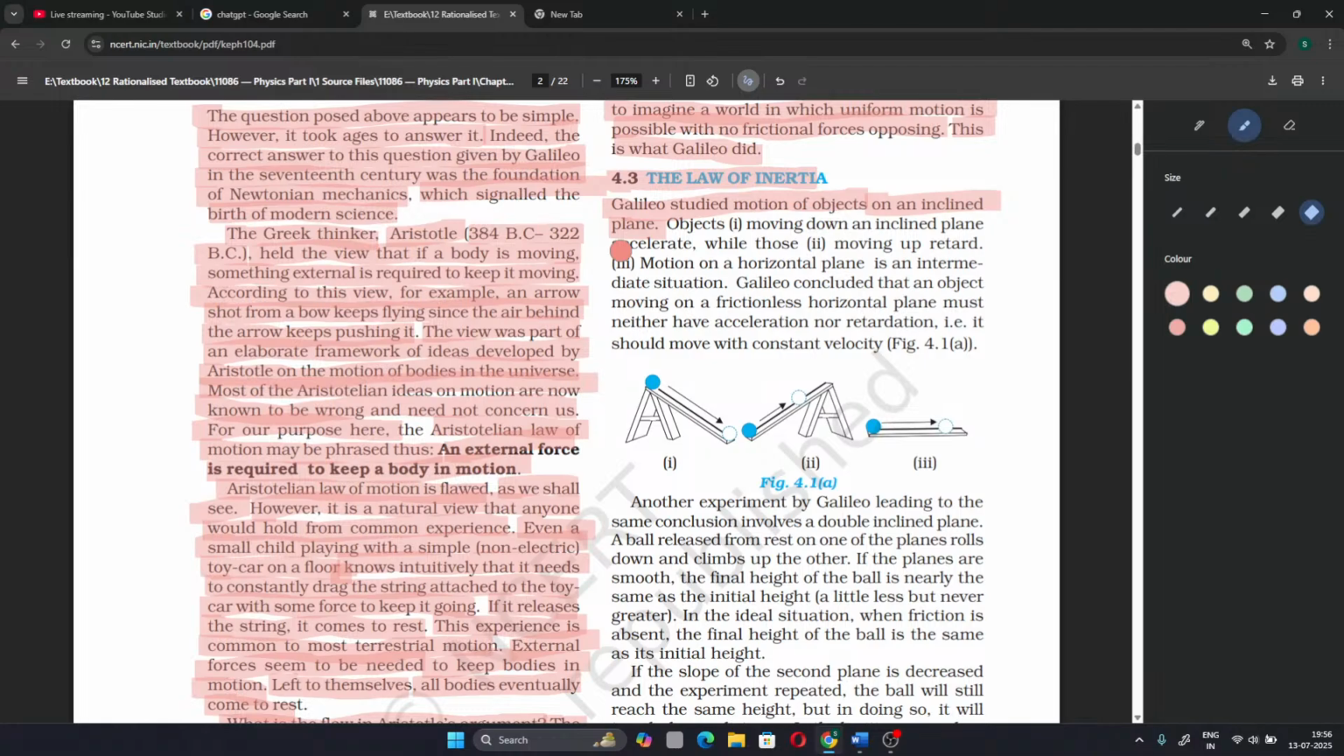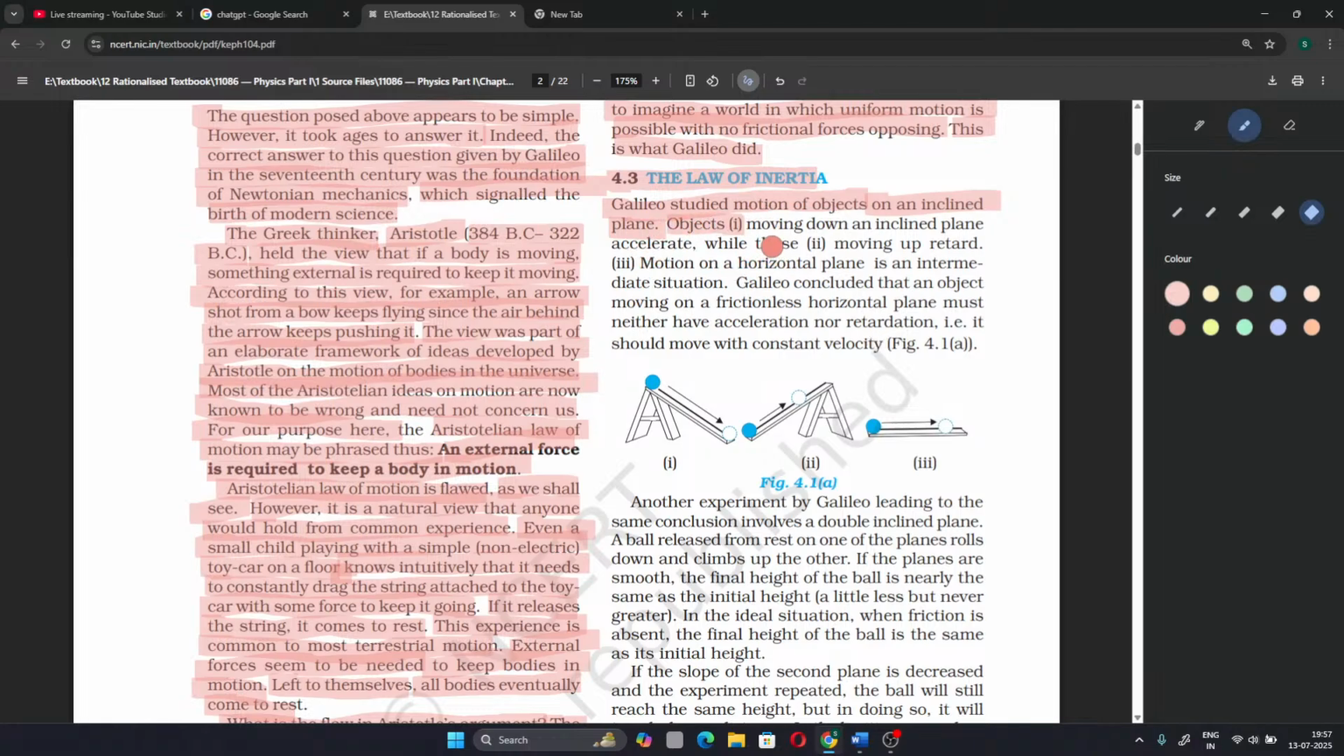Basically, the law of inertia topic. We are talking about Galileo here. Galileo studied the motion of objects moving on an inclined plane. An inclined plane is nothing but a slide or a slope, where if we put a ball on a slope, it will continue to move down. That he studied.